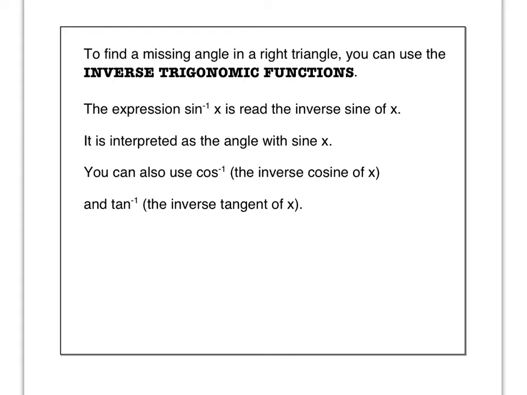To find a missing angle in a right triangle, you can use inverse trigonometric functions. The expression sine to the negative 1 of x is read the inverse sine of x. So this is inverse sine when you see that little negative 1 there. You can also have the inverse of cosine or the inverse of tangent. So when you see that little exponent of negative 1, it means inverse.